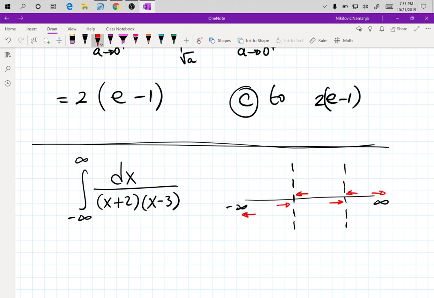Plus negative 3 to negative 2. And then here is your 0. From negative 2 to 0. And then from 0 to 3. And then from 3 to a value. Which one? 4. And then from 4 to positive infinity. Now when you look at these 6 integrals, each one has exactly one bad point. You have a negative infinity, then a negative 2, then a negative 2, then a 3, then a 3, then positive infinity.